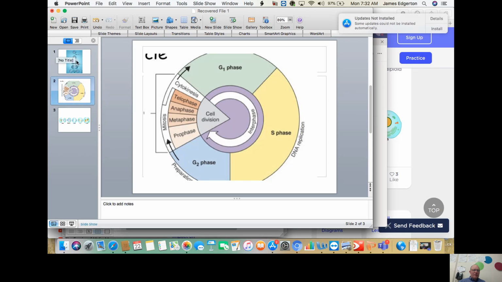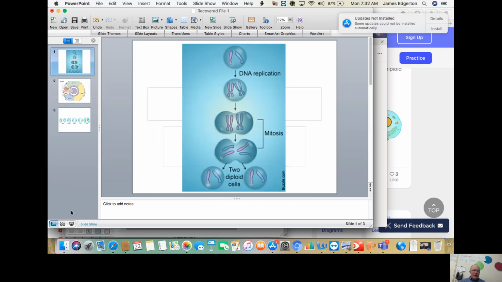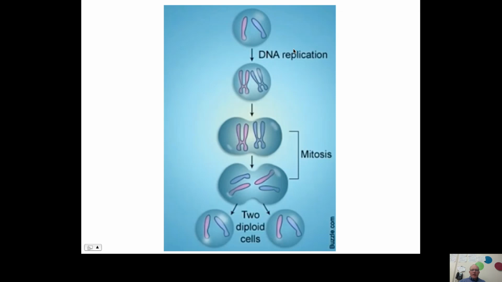Let's go back up to this slide here. This piece right here, again, this is during S phase, and again, you wouldn't see chromosomes like this in S phase. You would just have the chromatin. But these chromosomes here will appear during prophase, the very beginning of mitosis.